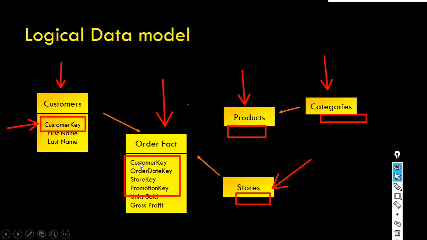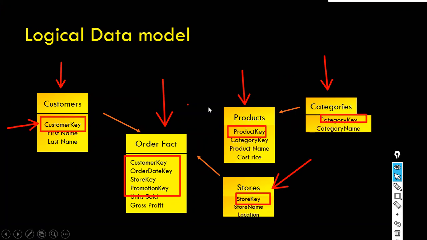So the order fact table should capture all the keys that come from other tables. Hence, we call these tables lookup tables: customers, products, categories, and stores. Order fact is a day-to-day transaction, because the other tables will not undergo changes as frequently as the order fact table. And also, to reduce the redundancy, we split the data and store it in different tables logically.